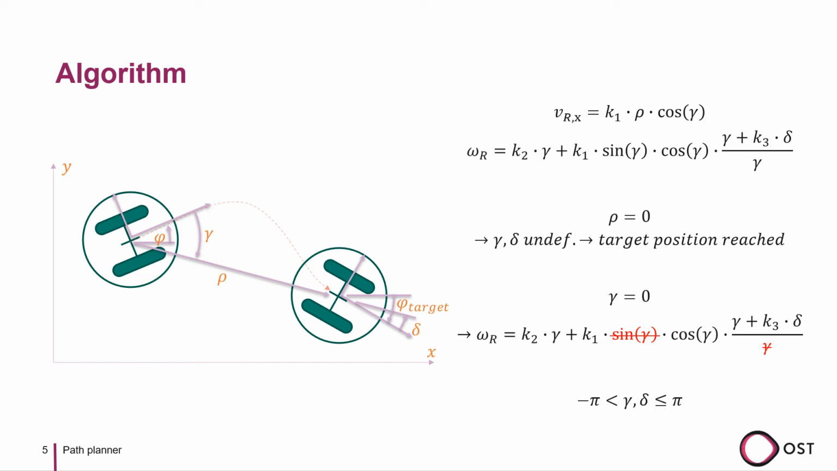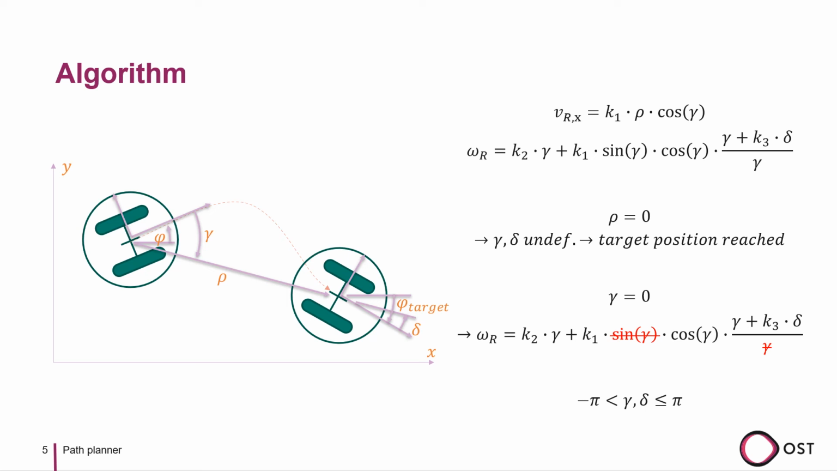If gamma is 0, then our calculation of the angular velocity is undefined since we would divide by 0. This can already lead to problems if gamma becomes small due to the limited numerical resolution of microcontrollers. However, using the small angle approximation, which states that sine of gamma is approximately equal to gamma, it is possible to cancel these two terms and obtain a valid calculation for the angular velocity.